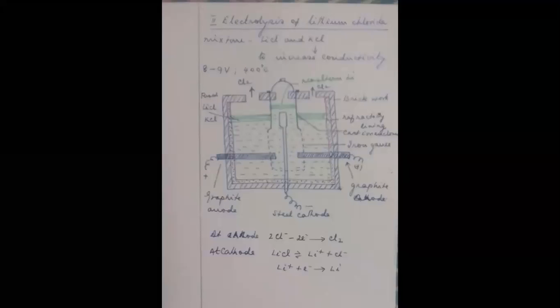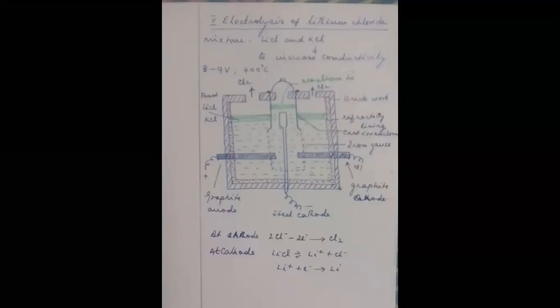Now, if you add pyridine, pyridine will dissolve lithium chloride. So lithium chloride can be separated. Therefore, in these two manners, you can separate lithium chloride. Next, electrolysis of lithium chloride, the second stage. You are taking lithium chloride and potassium chloride. Why is potassium chloride taken? To increase the conductivity of the solution. So this electrical conductivity can be increased when you add potassium chloride.